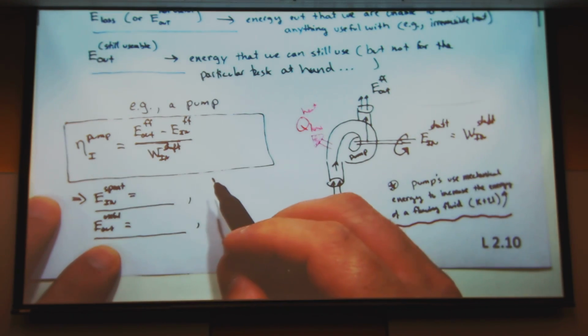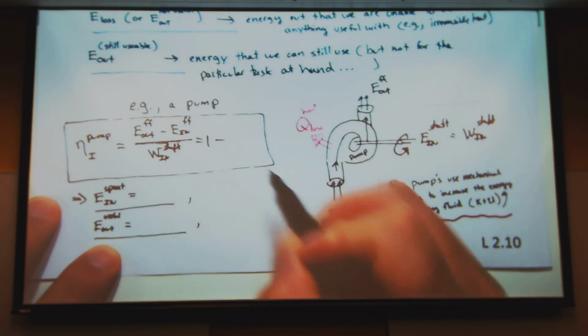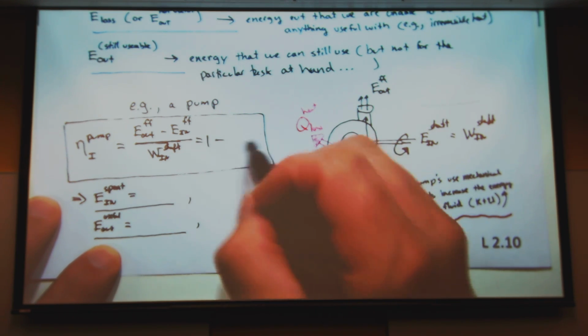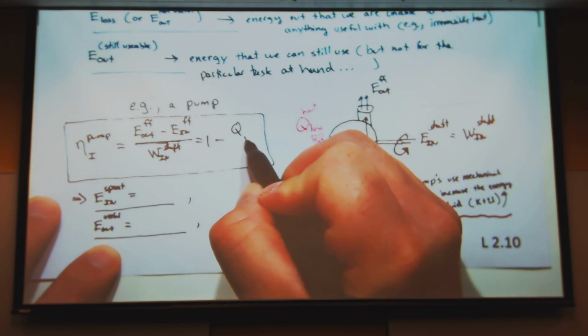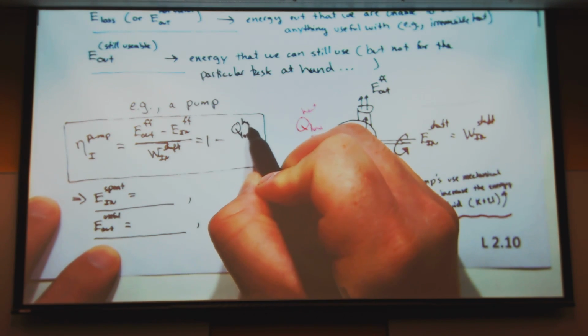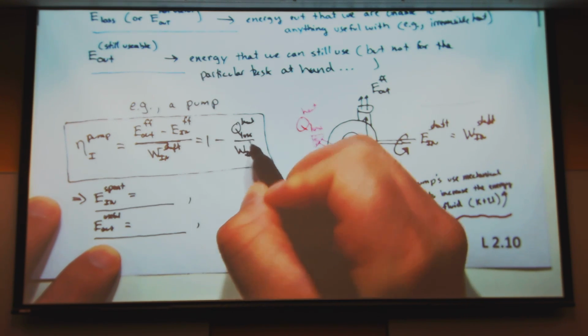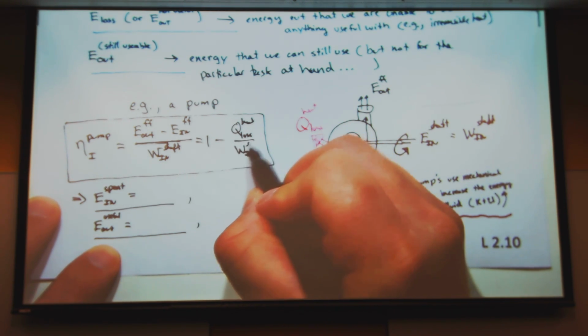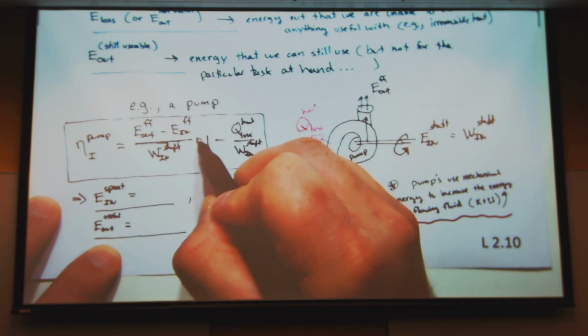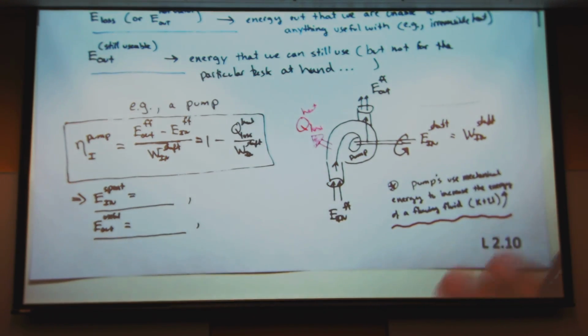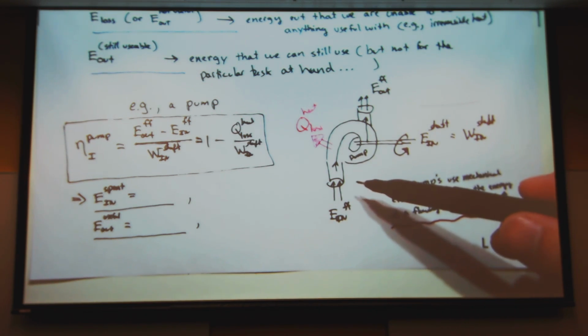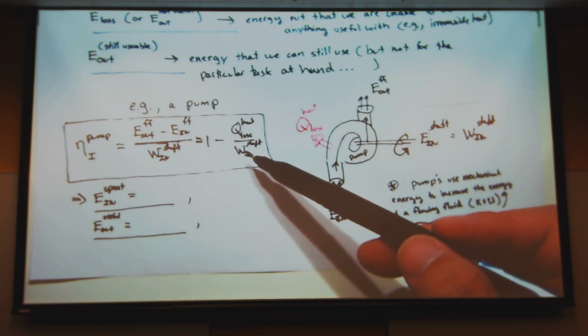Okay. And then I could do it this way: 1 minus, and this one's a little bit easier, this just ends up being Q loss, heat, over work in shaft. So you can see the 1 minus is simpler, based off drawing this picture, to get to the first law efficiency.